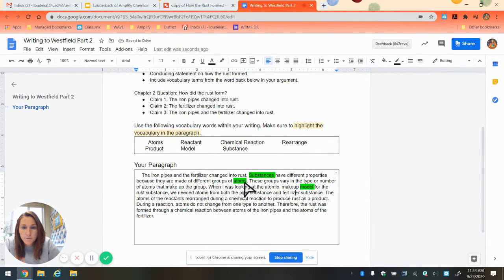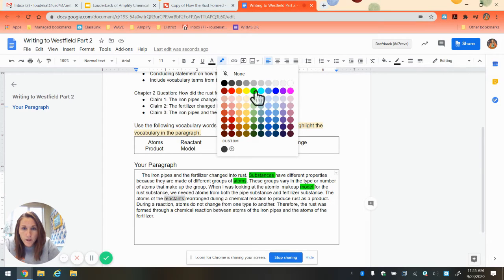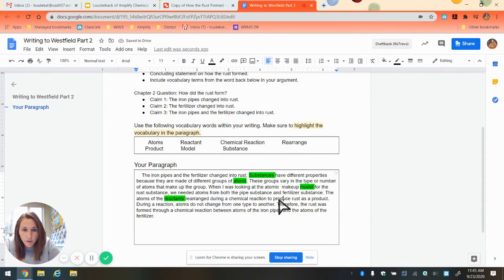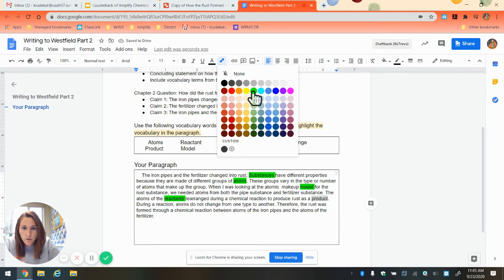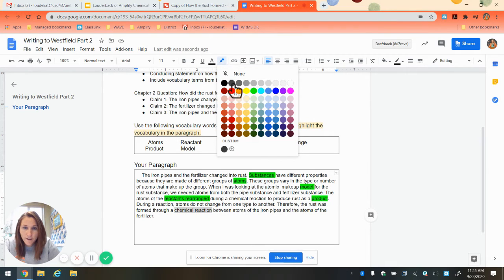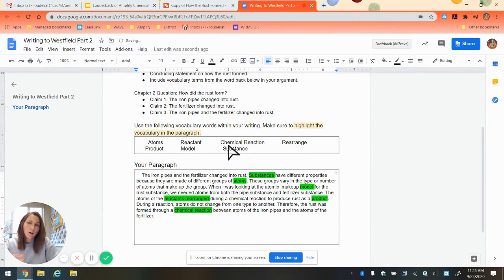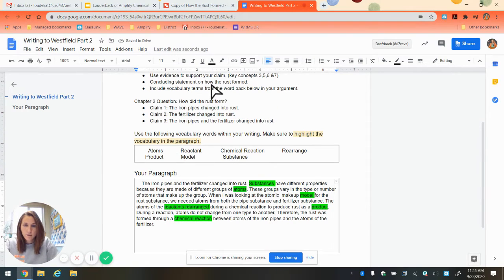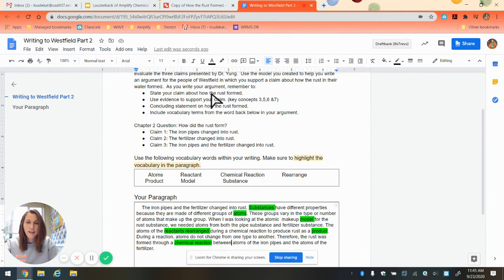All right, so I've got substance, atoms, model, reactant. Need to make sure I add my reactant. All right, so this is a good way to double check my work, that I'm doing everything in my material. There's product, rearranged. So here, 2, 4, 6, 7. 1, 2, 3, 4, 5, 6. Oh, I'm missing one. Oh, chemical reaction. Here it is. And done. Okay, so I've got all my terms. I've got the concluding statement, I've got my evidence, and I have my claim.